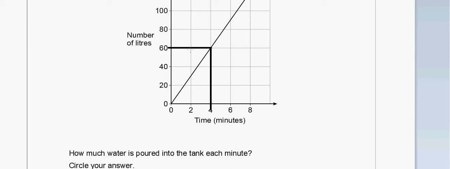Okay, so if it's going in 60 litres in 4 minutes, then obviously it's 15 litres in 1 minute.